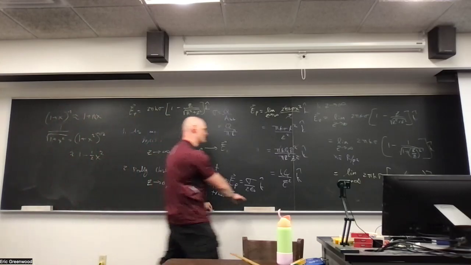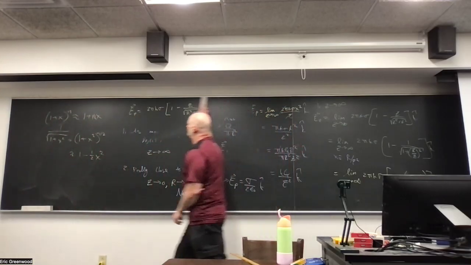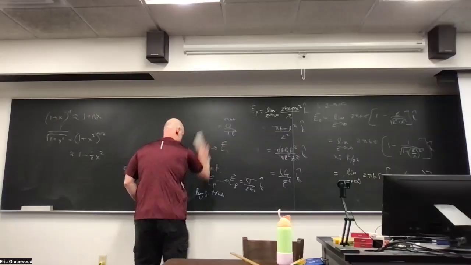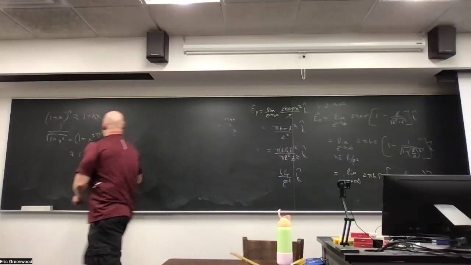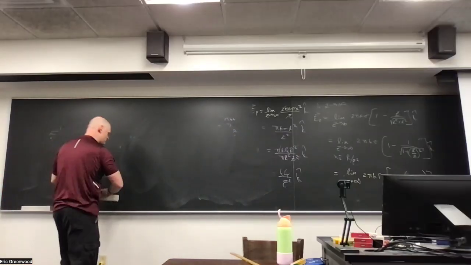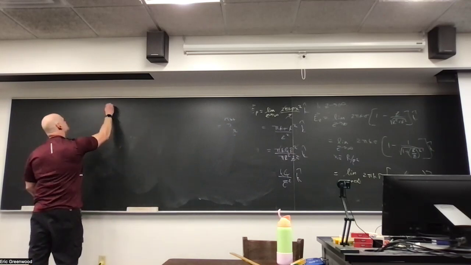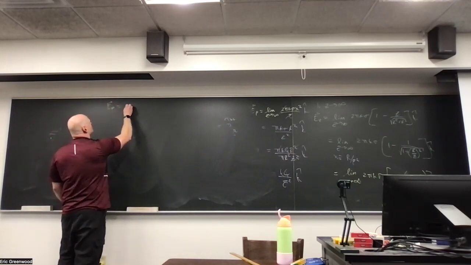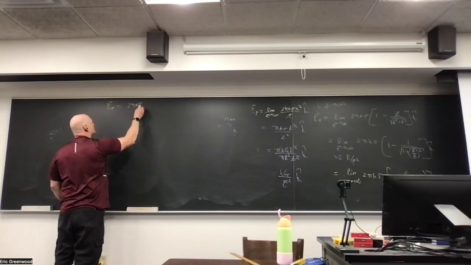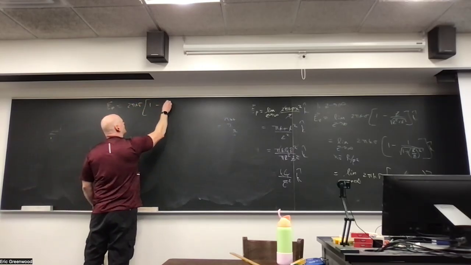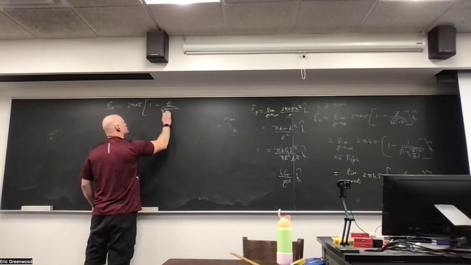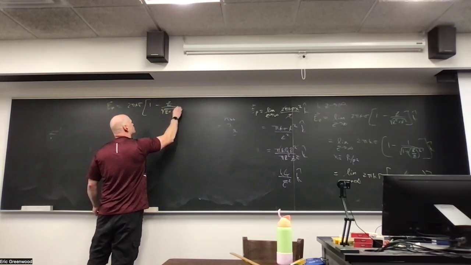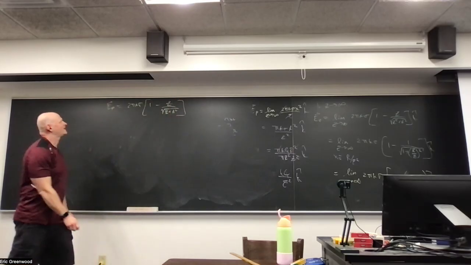Okay. Now let's look at the other limits. So my other limit then is, let's go back to our original electric field. So my original electric field again is E_P equal to 2 pi k sigma times 1 minus z over the square root of z squared plus r squared in the k hat direction.